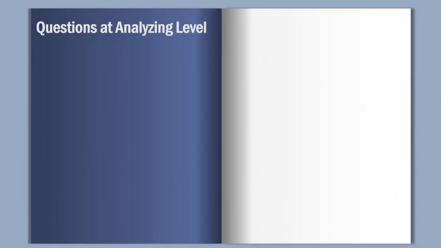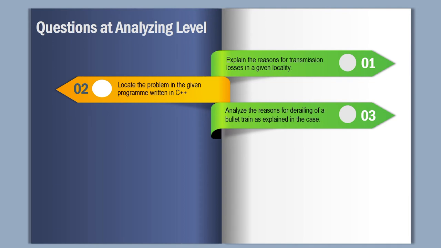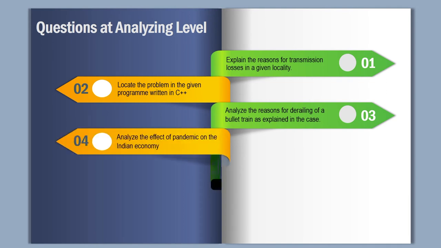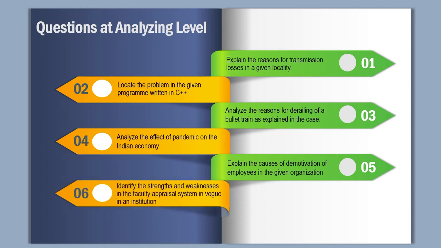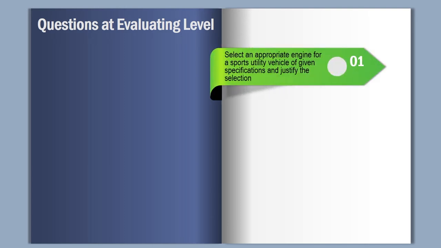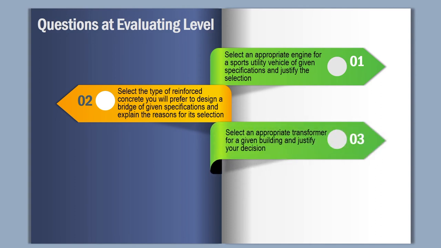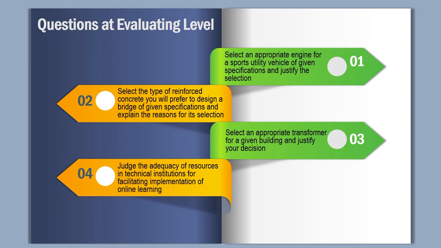Then, questions at the analyzing level, where you are identifying reasons, causes, or you are trying to identify the strengths or weaknesses. Questions at evaluating level would require a learner to make a selection after determining the worth of a particular material or a method or a technique or a theory, or require the learner to determine the relevance, effectiveness, or judge the adequacy or appropriateness of a given thing.